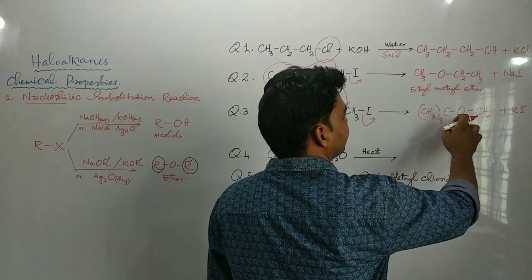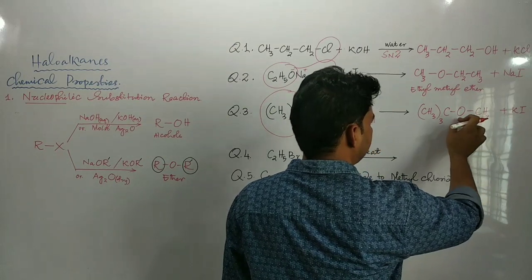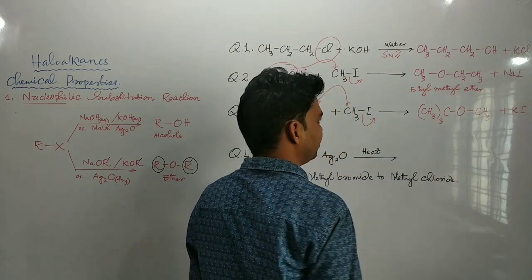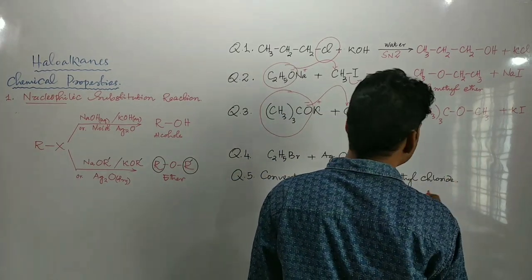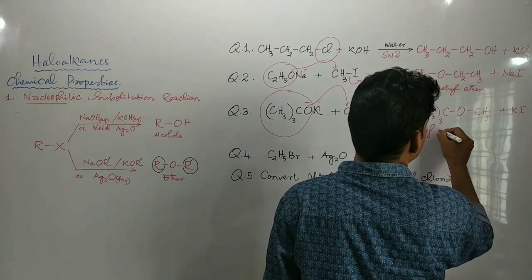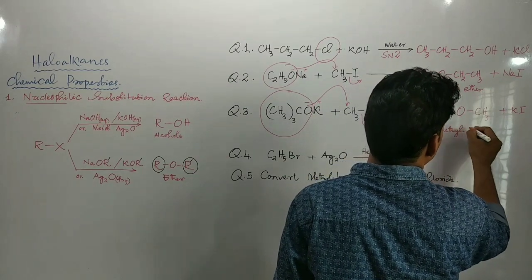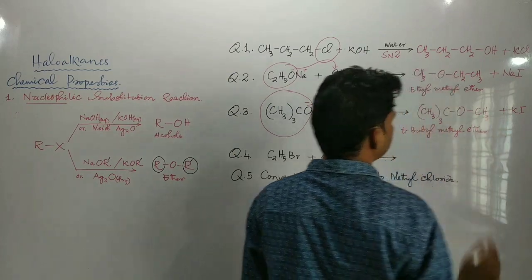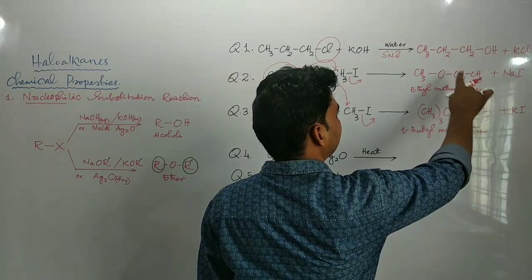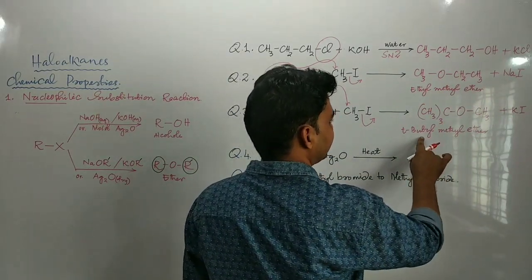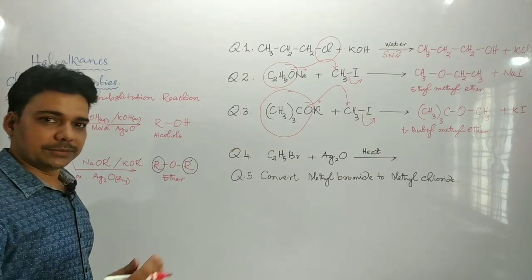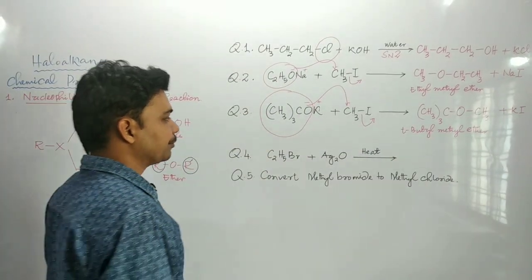So in this ether, on one side a methyl group is there, on the other side a tertiary butyl group is there. So the name would be tertiary butyl methyl ether. Right? In the previous example, ethyl methyl ether was the product. Here, tertiary butyl methyl ether is the product. This is again Williamson's ether synthesis, right?